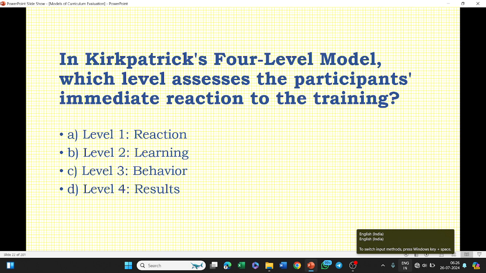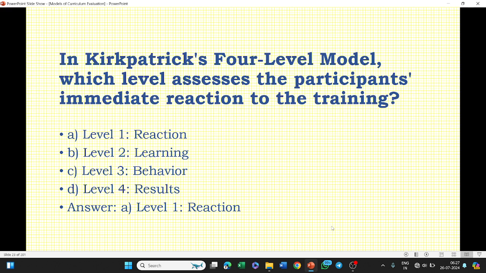Next, in the Kirkpatrick four level model, which level assesses the participants' immediate reaction to the training? Options: level 1 reaction, level 2 learning, level 3 behavior, level 4 results. Answer of this question is option A, that is level 1 reaction.